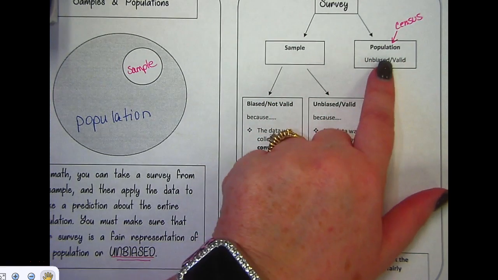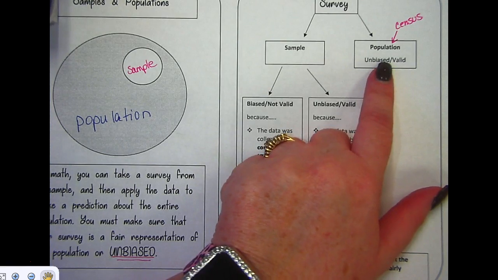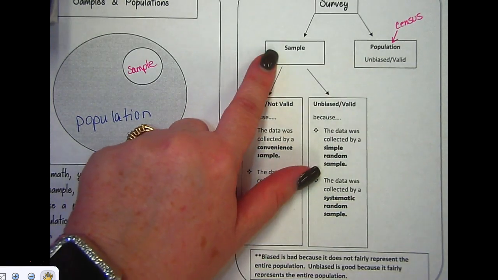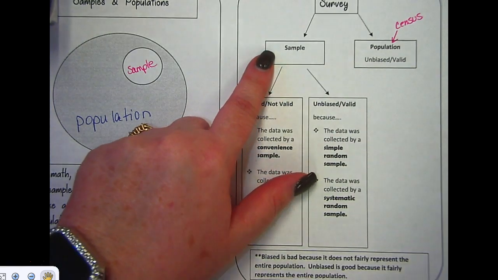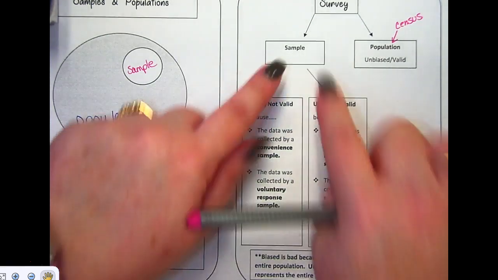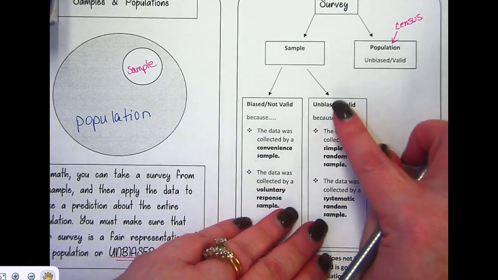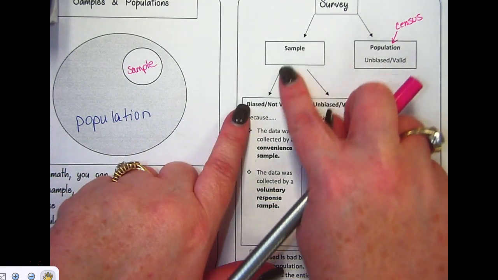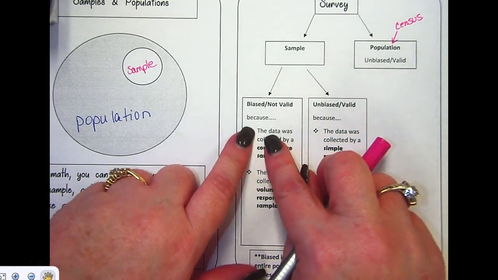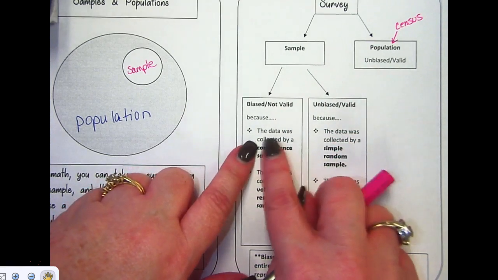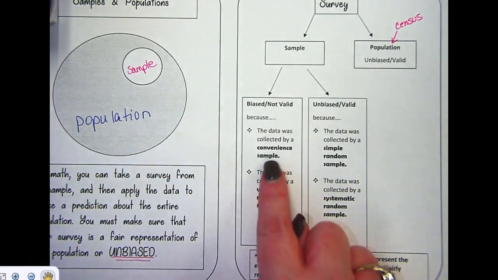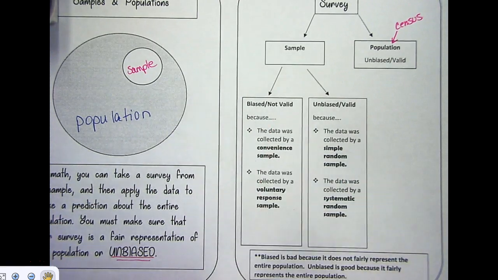Is that always easy to do a census? No. So sometimes you're going to say, I'm going to take a sample of the population. So we're going to look at the different ways that we can either make sure it is unbiased or biased. So if I collect a sample, and the data was collected by a convenience sample, that's biased and it's not valid.